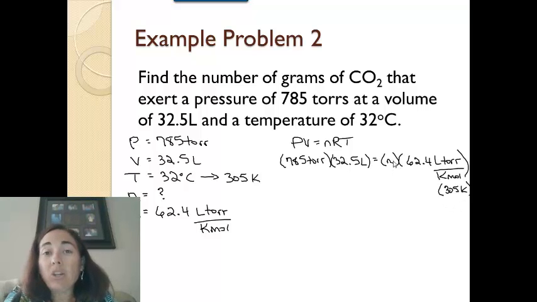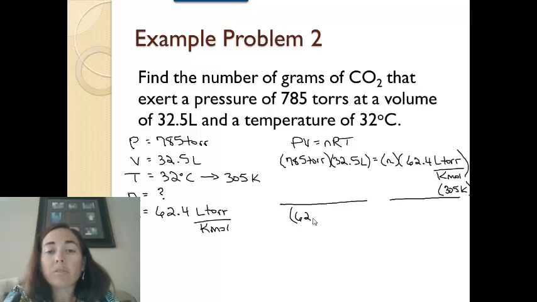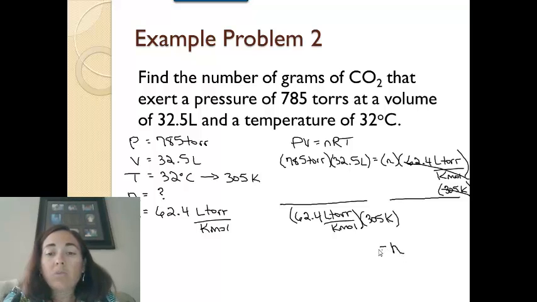Now we need to get n on a side by itself. So I'm going to divide both sides by 62.4, and I'm also going to divide both sides by 305 Kelvin because that cancels all of that out on that side for me. So then I'm going to have n equals, units start to cancel now. Torr with torr, liter with liter, and Kelvin with Kelvin. So again, we're going to get our answer in terms of moles.